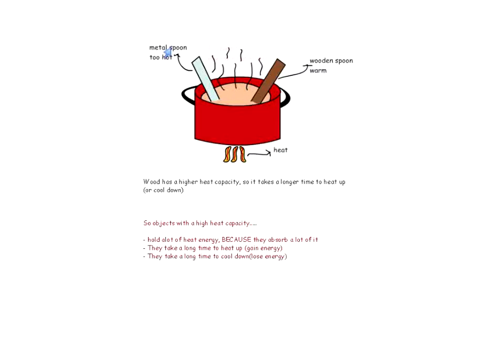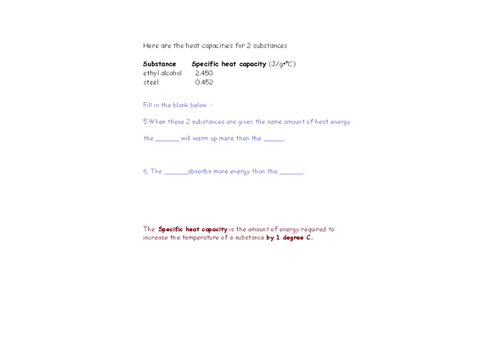Okay, so if you look at this diagram here, you can see that the metal that's placed in something that has the same temperature throughout is going to be hot, and the wooden spoon is going to be warm, because the wood has a higher heat capacity, so it takes a longer time to heat up, and that's why it's only warm. So again, objects with a high heat capacity take a long time to heat up, a long time to cool down, a long time to gain energy, a long time to lose energy.